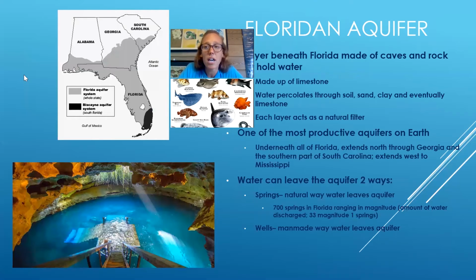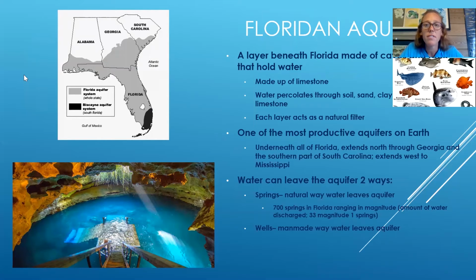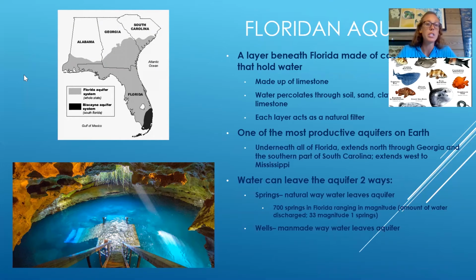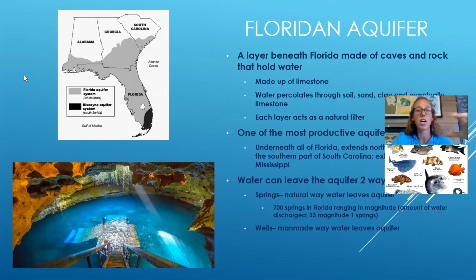So I told you about the aquifer before. It's that underground cave system. Here in Florida, we're really unique because that's where we get all of our fresh water from, our drinking source. It's a layer of rock and caves underneath Florida. It's made up of limestone. So limestone, I think, is one of the coolest rocks on the planet. It is actually made up of dead fossils, dead animals and dead coral.